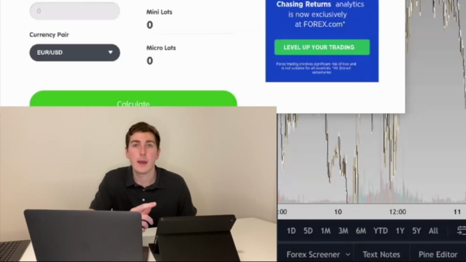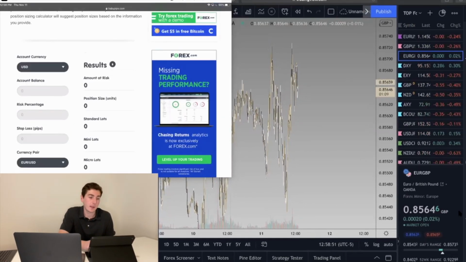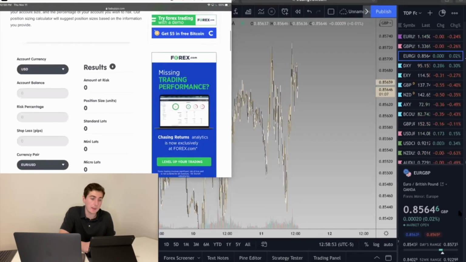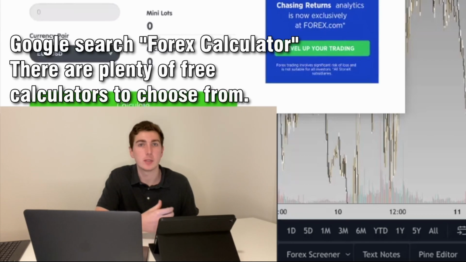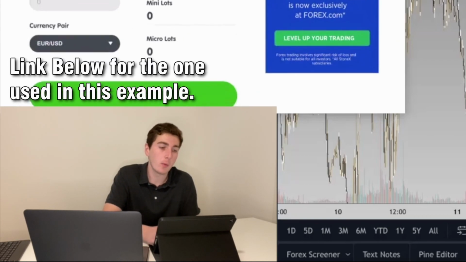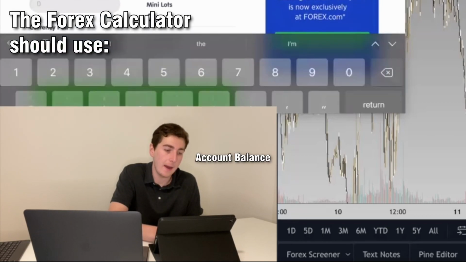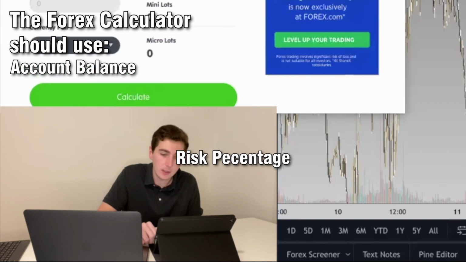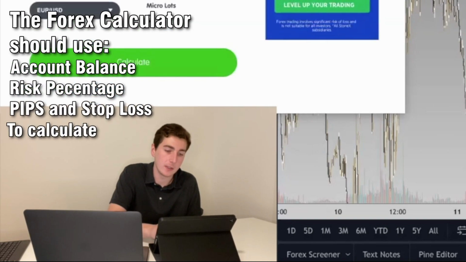All right, guys, now that we have everything set up, let's get into what is an FX calculator. This tool right here on the screen is what's known as an FX calculator and is provided to us by Baby Pips. There are more convenient ways to do this. There are apps on the App Store, just look up Forex calculator and see what's available. Basically, what you need is a calculator that will use your account balance, risk percentage, and your pips and stop loss in order to calculate what your lot size should be.